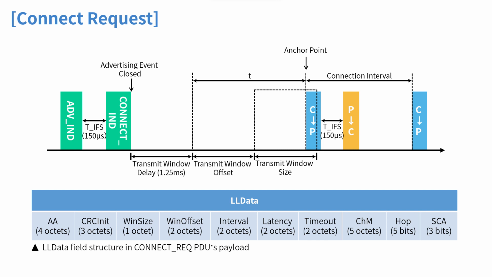The first packet received by the peripheral sent by the central determines the anchor point for the first connection event, and therefore the timings of all future connection events in this connection. Subsequent connection event anchors should be one connection interval after the previous connection event anchor.